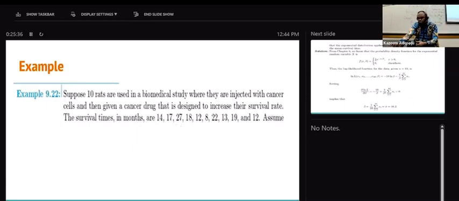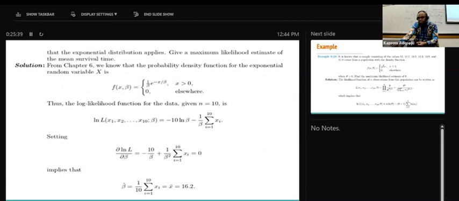But you know what we want to do now? The question says that the exponential distribution applies. You remember? When we talk about survival rate, exponential distribution can be used because it's a probability distribution that we use to model the waiting time before the occurrence of an event. We're talking about survival. How many months are these rats, treated and subjected to this condition, going to live before the occurrence of death?